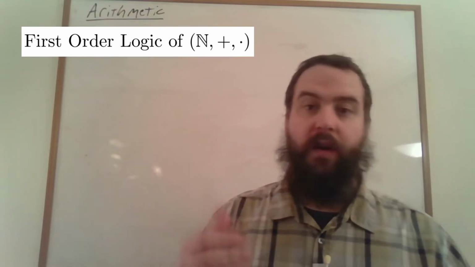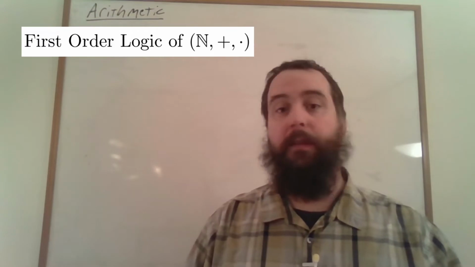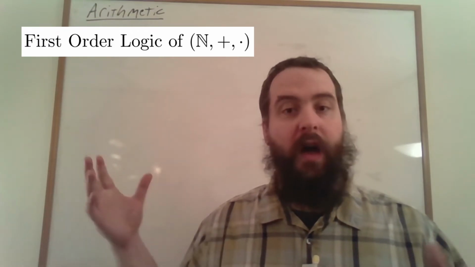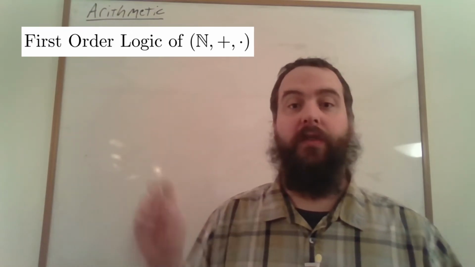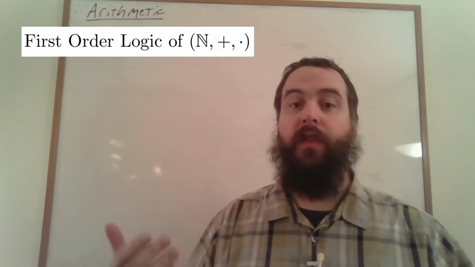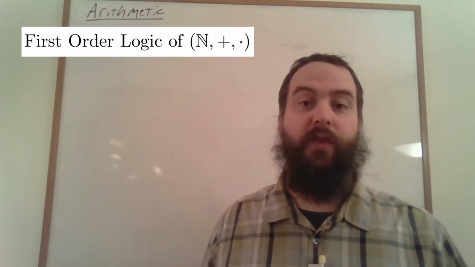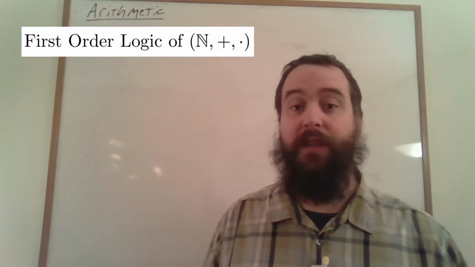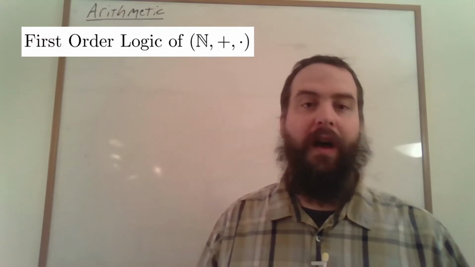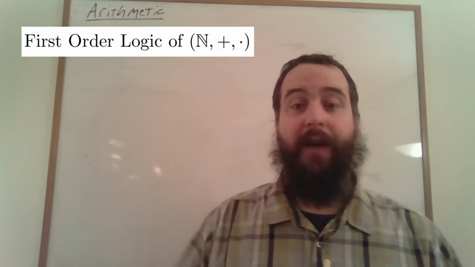Or we could talk about their remainders modulo any fixed number, modulo 3, modulo 4, modulo 5, whatever, as long as it was a concrete number. But we couldn't talk about remainders modulo some number that was given by a variable. If we're talking about the first order logic of the natural numbers with addition and multiplication, however, we can very easily talk about remainders modulo arbitrary variables.